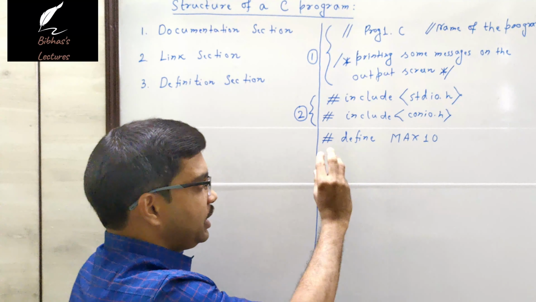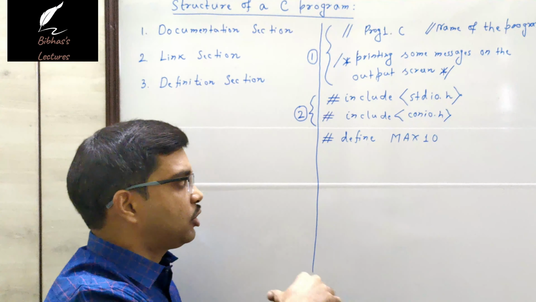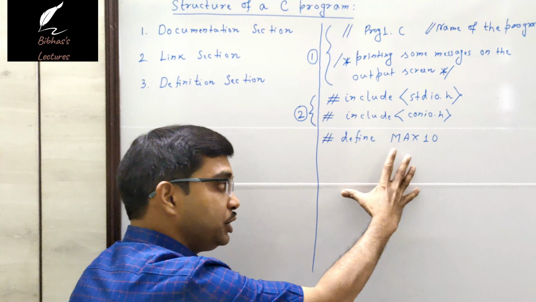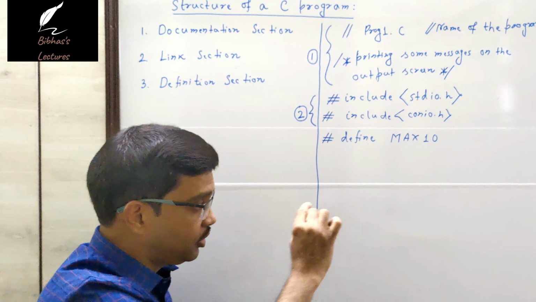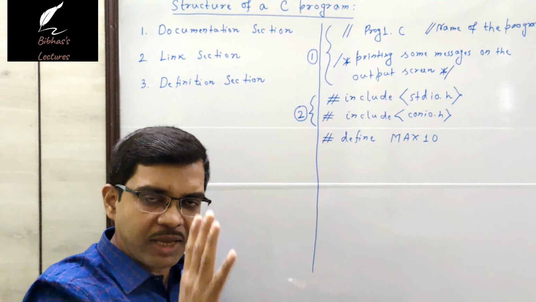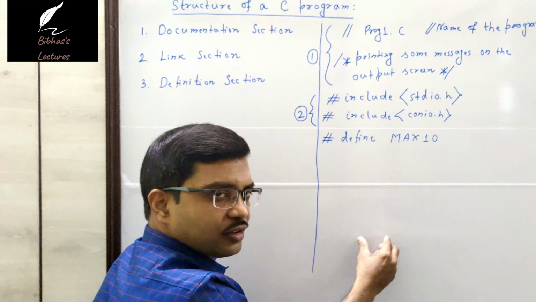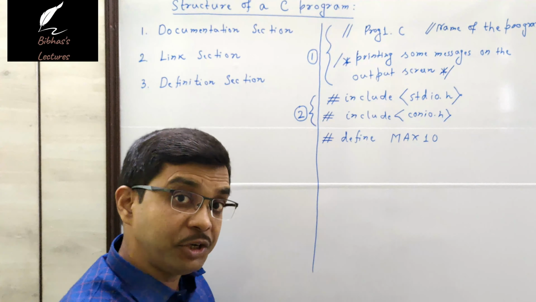Before compilation, the compiler will direct the preprocessor, and in whichever places in your program this symbolic constant MAX is found, it will be replaced by 10. Suppose in your program there are 5 places where you have used this MAX symbolic constant. This MAX will be replaced by 10, and it will happen before compilation at the time of preprocessing. That's why it is called preprocessing. So this is the definition section.